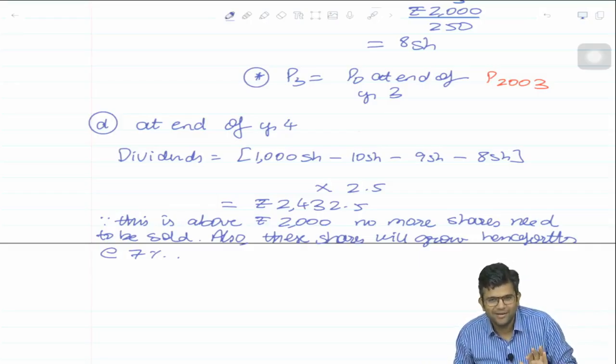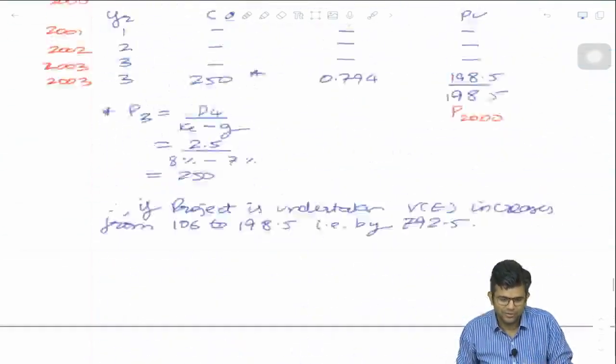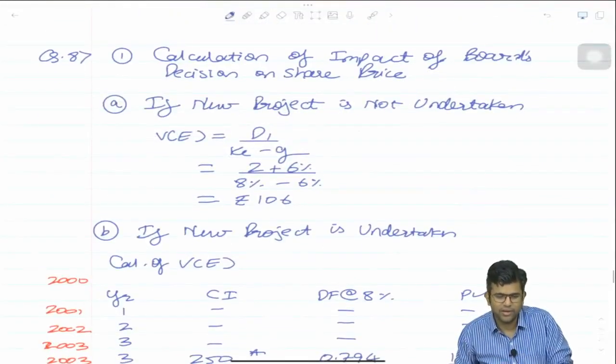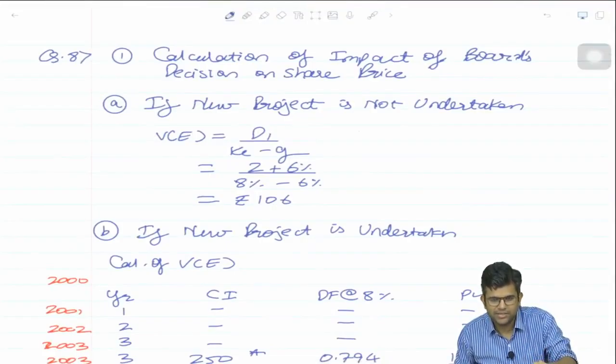Everyone clear? Understood? Okay. So with that we complete the discussion to this slightly complicated question, but I hope you understood it. Okay. Let's start writing question 8, point number 1.